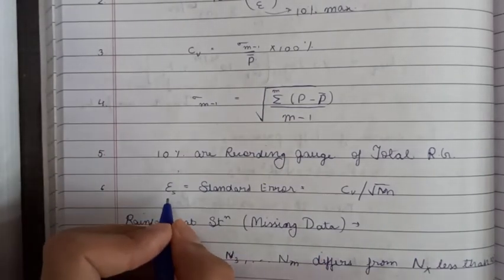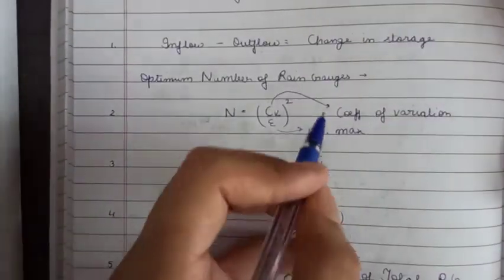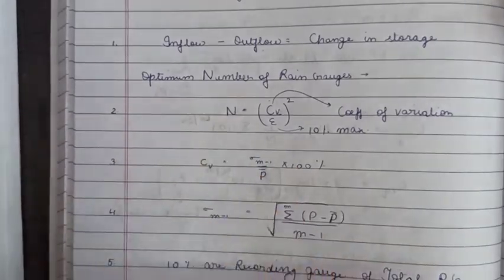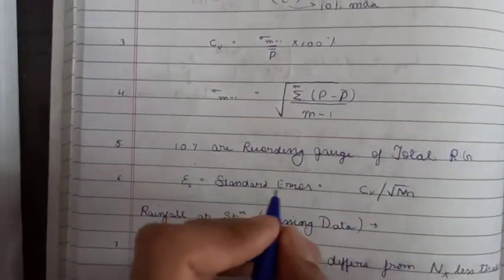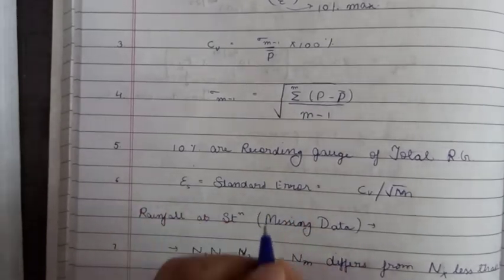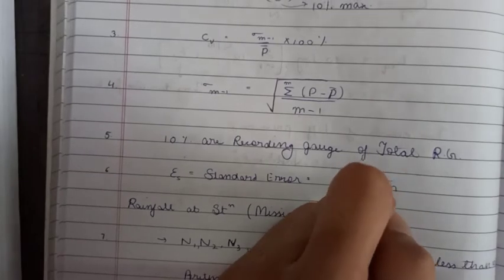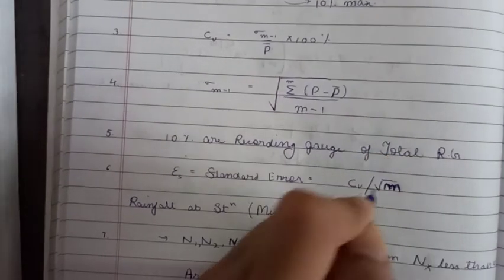Now epsilon s is known as standard error. Here the epsilon is error which is given in the question, in the numerical, which can be 10%, maximum 10%. And here epsilon s is basically equal to standard error, where standard error can be formalized as CV divided by under root of m, where m is number of rain gauges available.